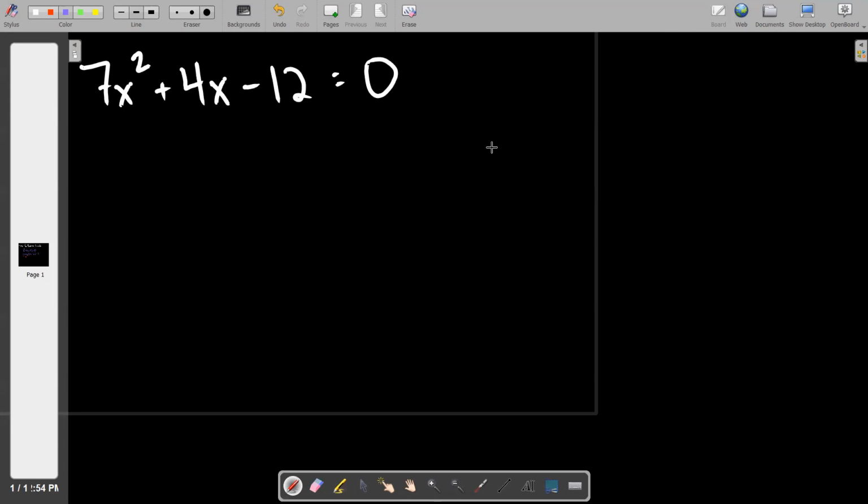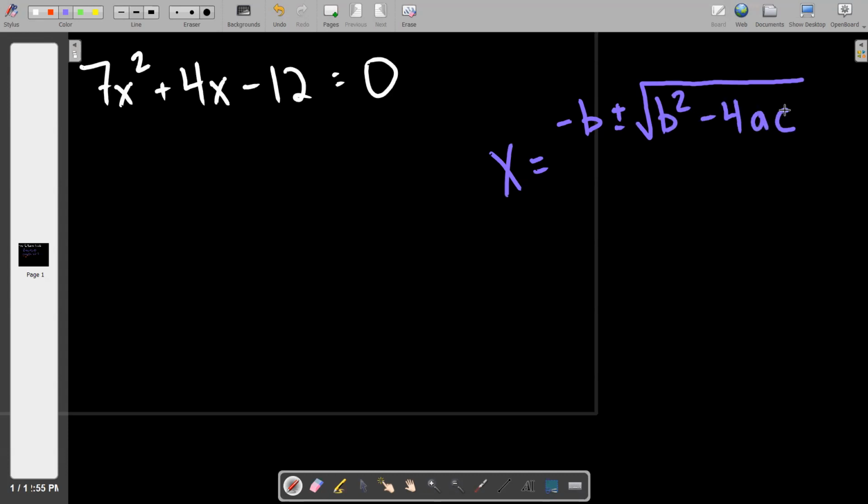So here's what it looks like. The quadratic formula says that if you want to solve for x, it will always equal this. The opposite of b, that's a b, plus or minus the square root of b squared minus 4 times a times c, all divided by 2 times a.